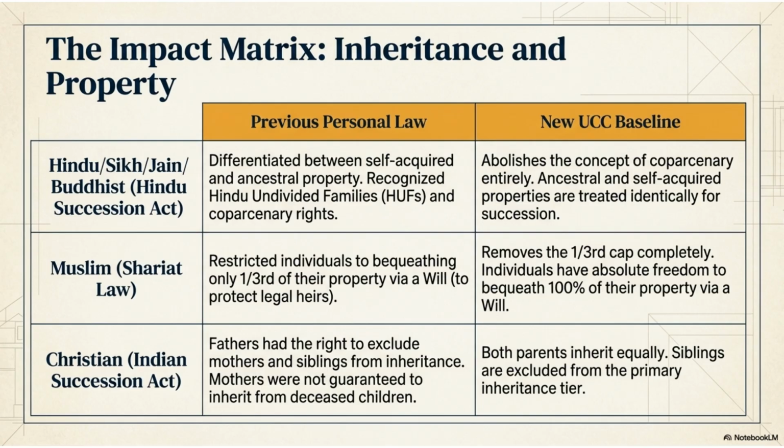The UCC fundamentally changes inheritance laws previously governed by religious personal laws. It abolishes the concept of coparcenary for Hindu, Sikh, Jain, and Buddhist citizens, and grants Muslims absolute freedom to bequeath 100% of their property via a will.